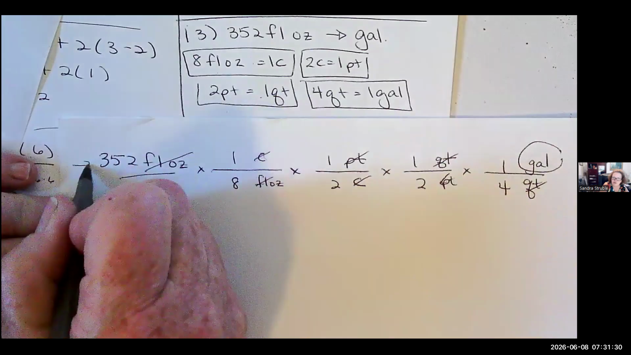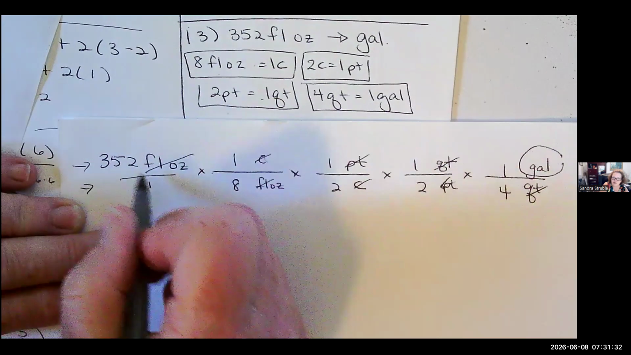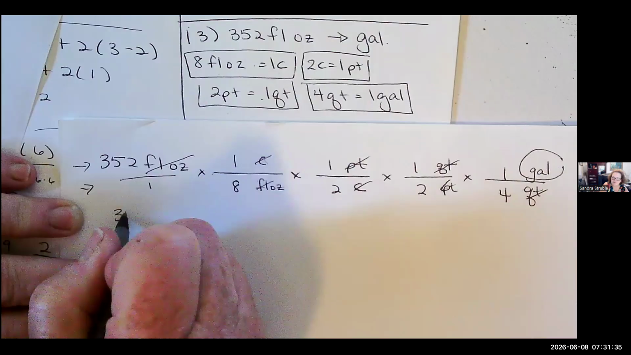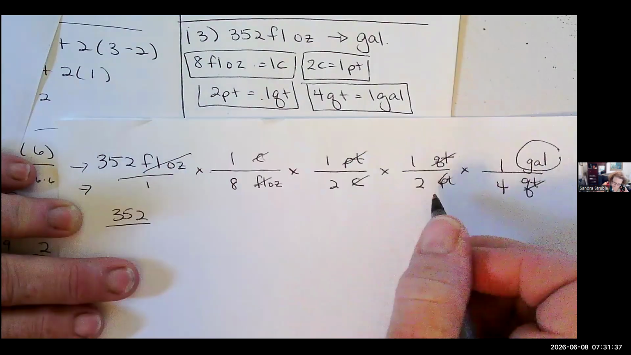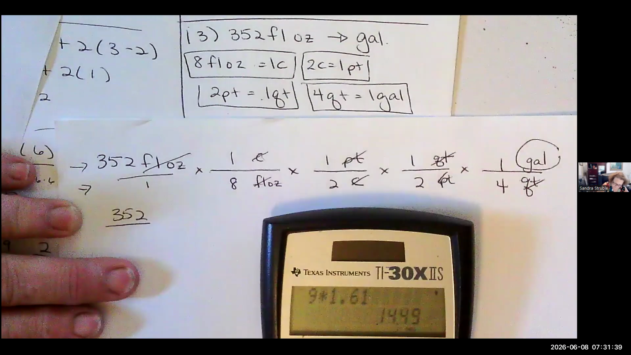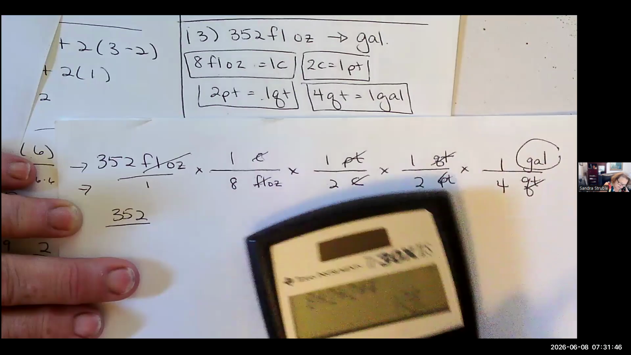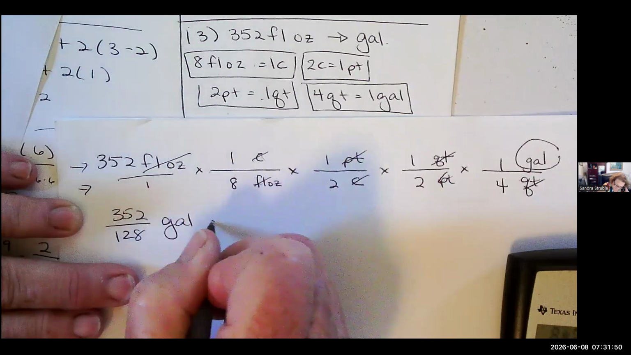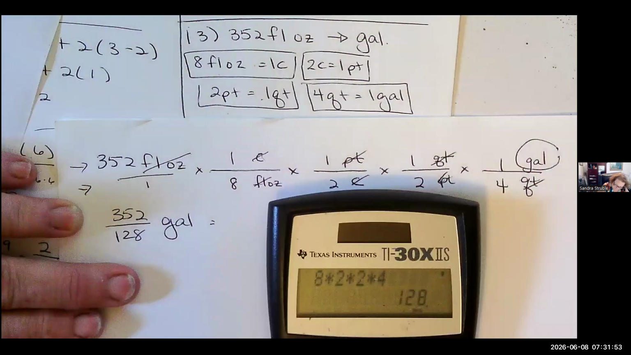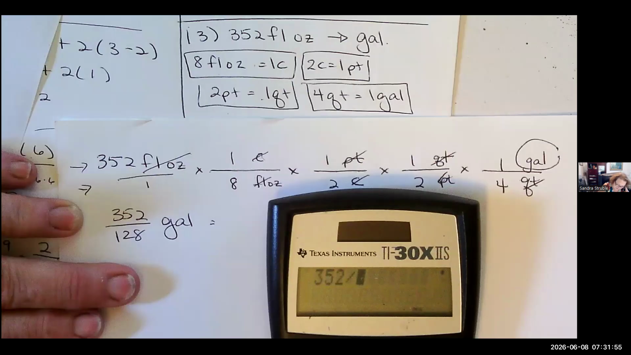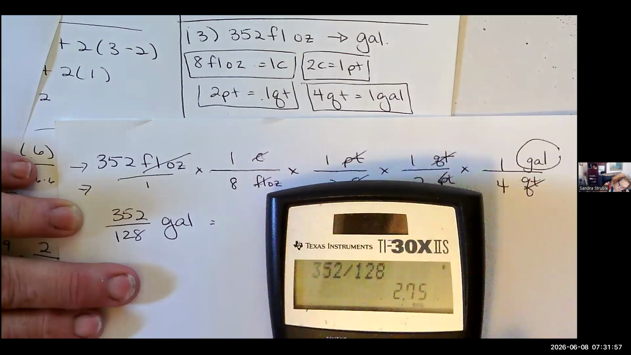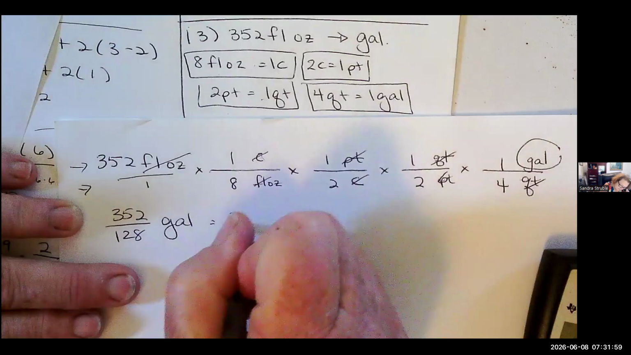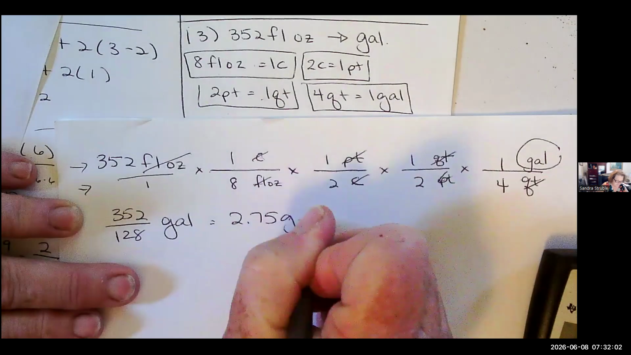So straight across for the top is 352. Straight across for the bottom is 8 times 2 times 2 times 4, and that's 128. This is gallons. And let's see if this divides evenly. Nope, but that's okay. 2.75 gallons. All right.